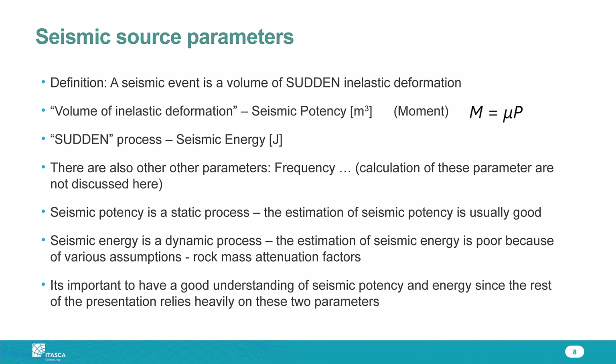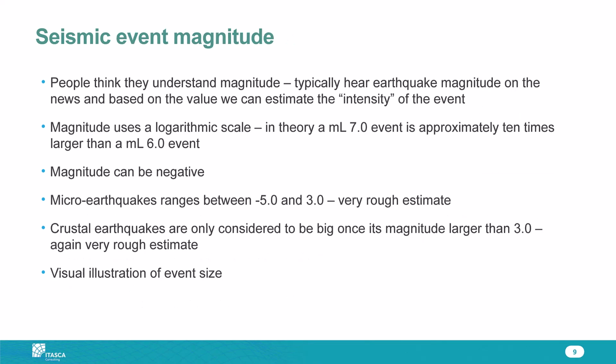Usually, I find that if you do a calibration, it's much easier to work with seismic potency than seismic energy. There are some other source parameters like frequency and corner frequency, and all of those I'm not going to mention now, just for the sake of time. But there are some of them that can actually help us as well. And before I jump back into IMAT, I want to just spend 5 minutes on seismic event magnitude, local magnitude, Richter magnitude.